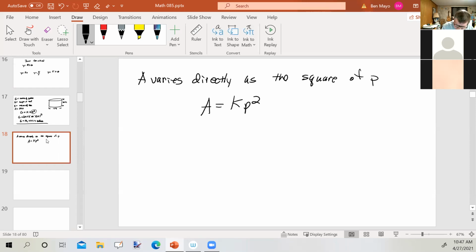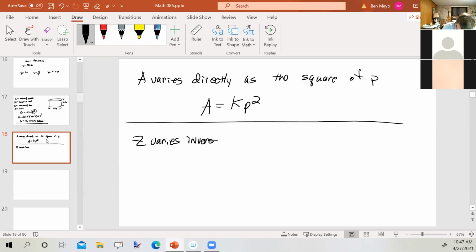All right, let's take a look at another one. Z varies inversely as the cube of T. So Z equals K divided by T cubed. Again, inversely, and T is cubed.